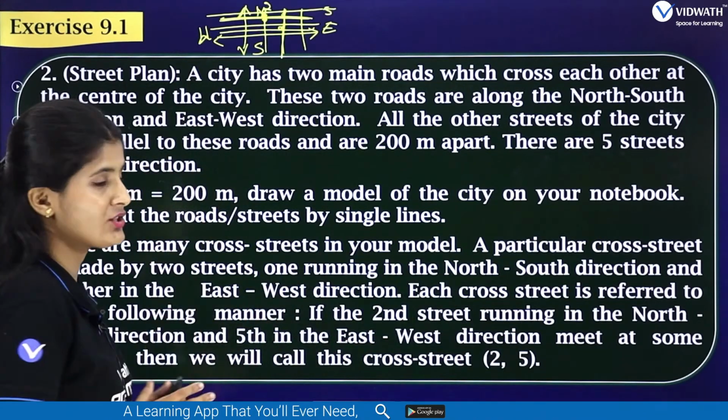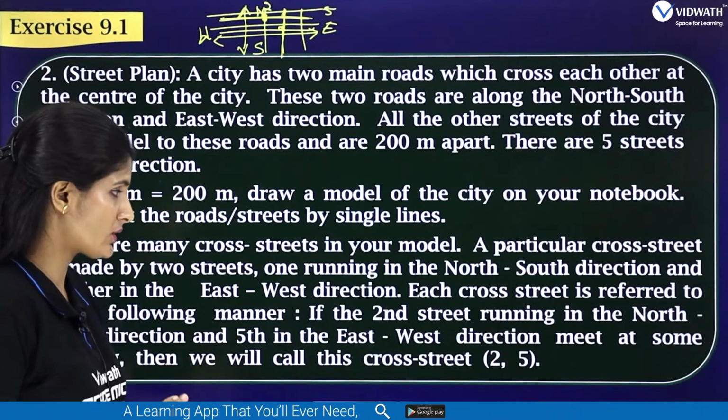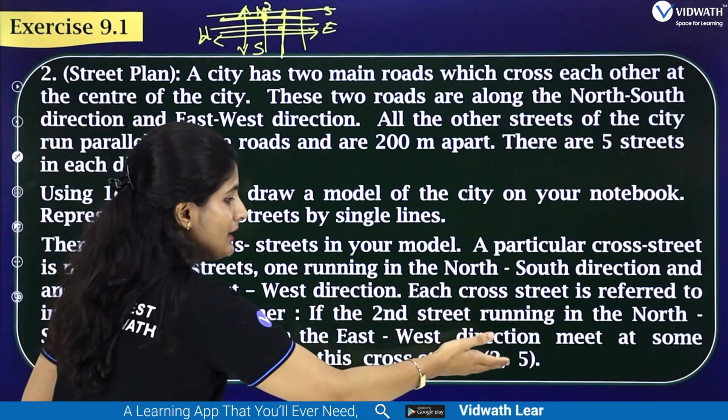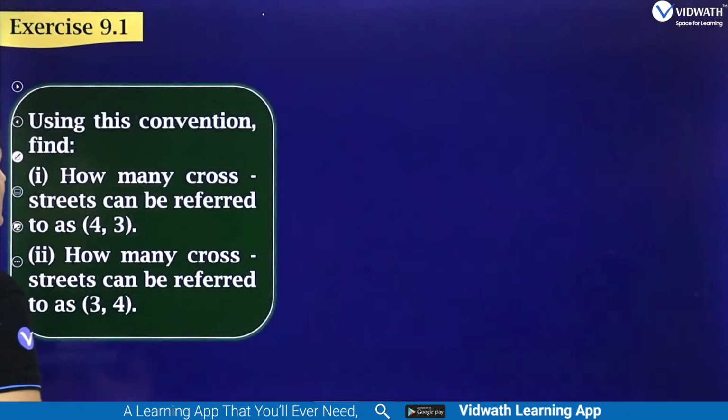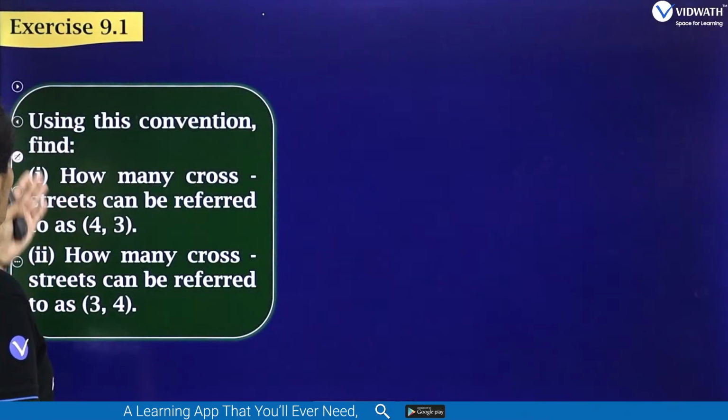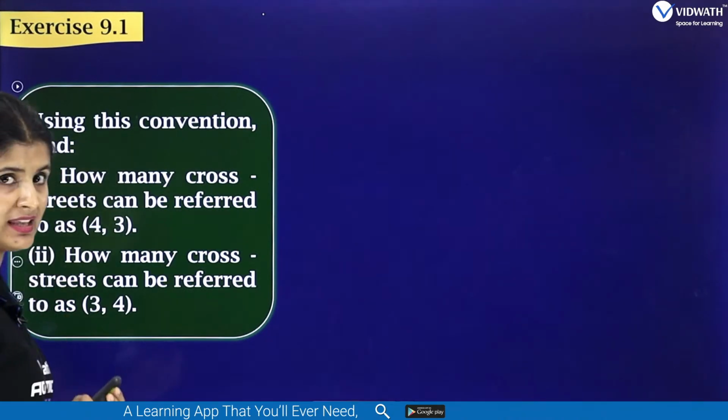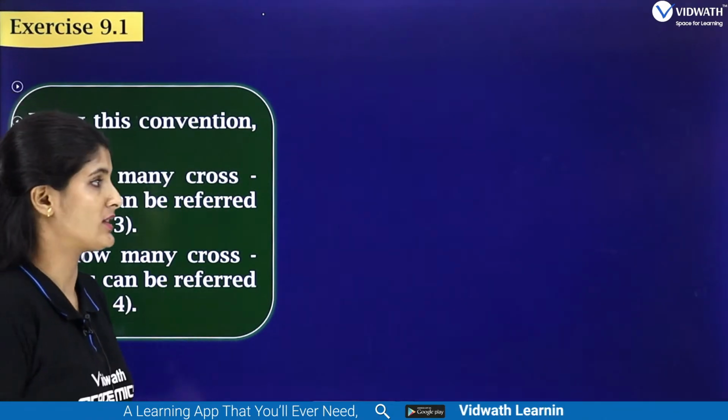This is the information that they have given to us. They have also given to us the method in which we are naming these cross streets. Now, the question is, using this convention, we must find a number of things. Before that, let us see how to draw this.